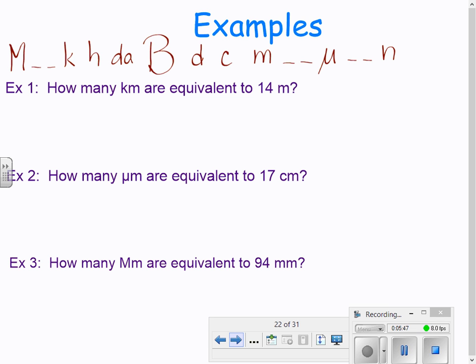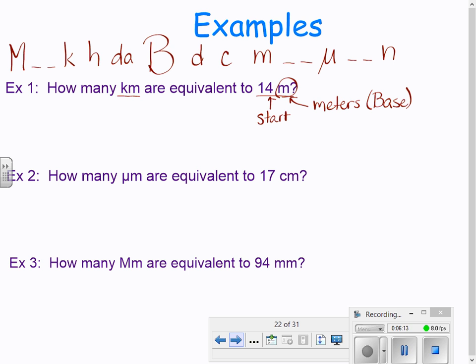Okay, so here's our first example. How many km, okay, there's 2 letters there, are equivalent to 14m? All right, so 14m is what we're going to start with. Now, what is an m? An m, just a plain m, means meters, which is our base unit.